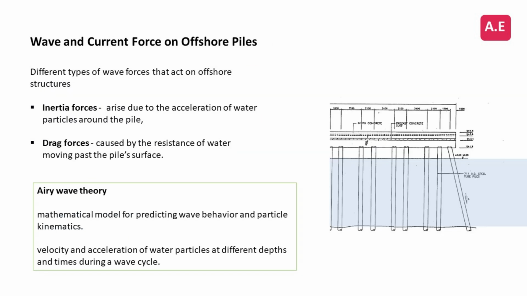Now that we've introduced the topic, let's take a moment to outline what you'll be able to achieve by the end of this lecture. First and foremost, you'll gain a solid understanding of the different types of wave forces that act on offshore structures, particularly on vertical cylindrical piles. These include inertia forces, which arise due to the acceleration of water particles around the pile, and drag forces, which are caused by the resistance of water moving past the pile's surface.